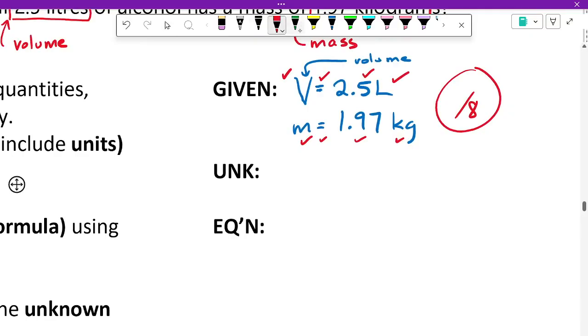What is our unknown? Our unknown is the density. Do we like what I've written? No, we're going to use the abbreviation to be efficient. So we're going to get rid of all of that, and we're going to write a question mark here, because that's what we don't know.